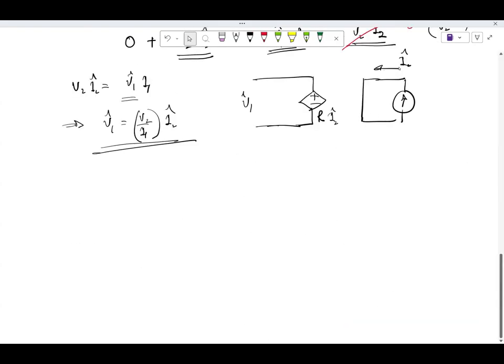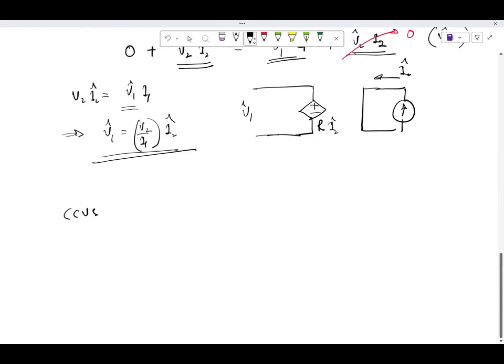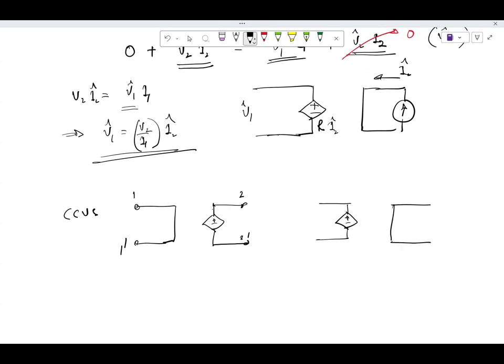So basically then we have the third one. So if we have CCVS, this gets converted to again CCVS, but now flipped in direction.